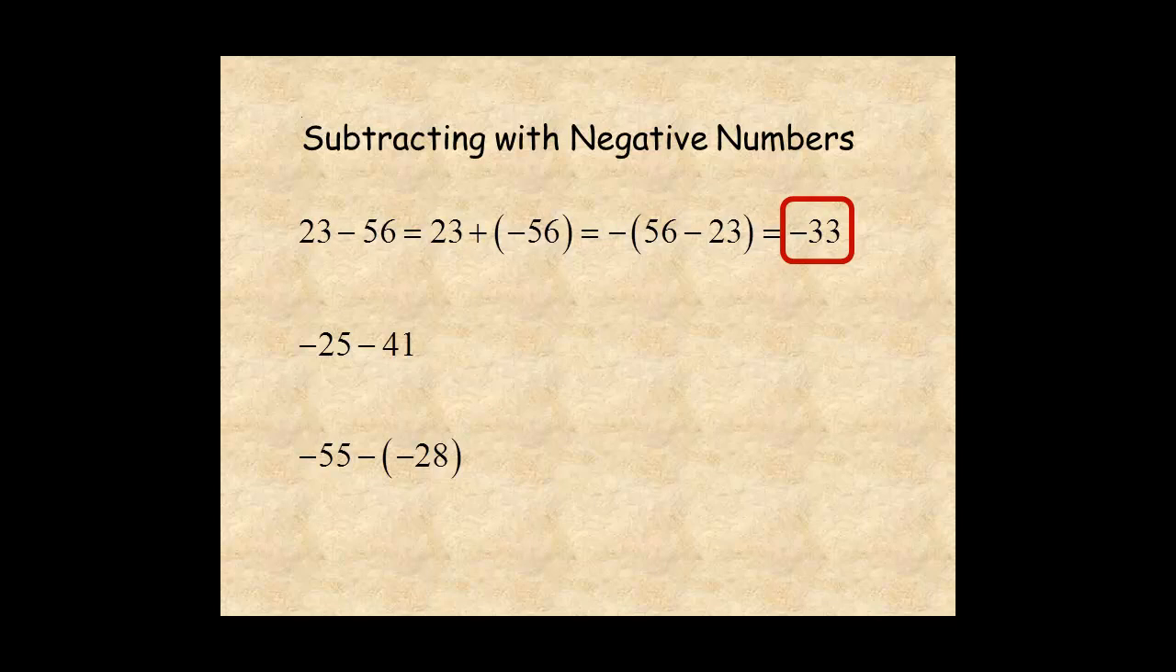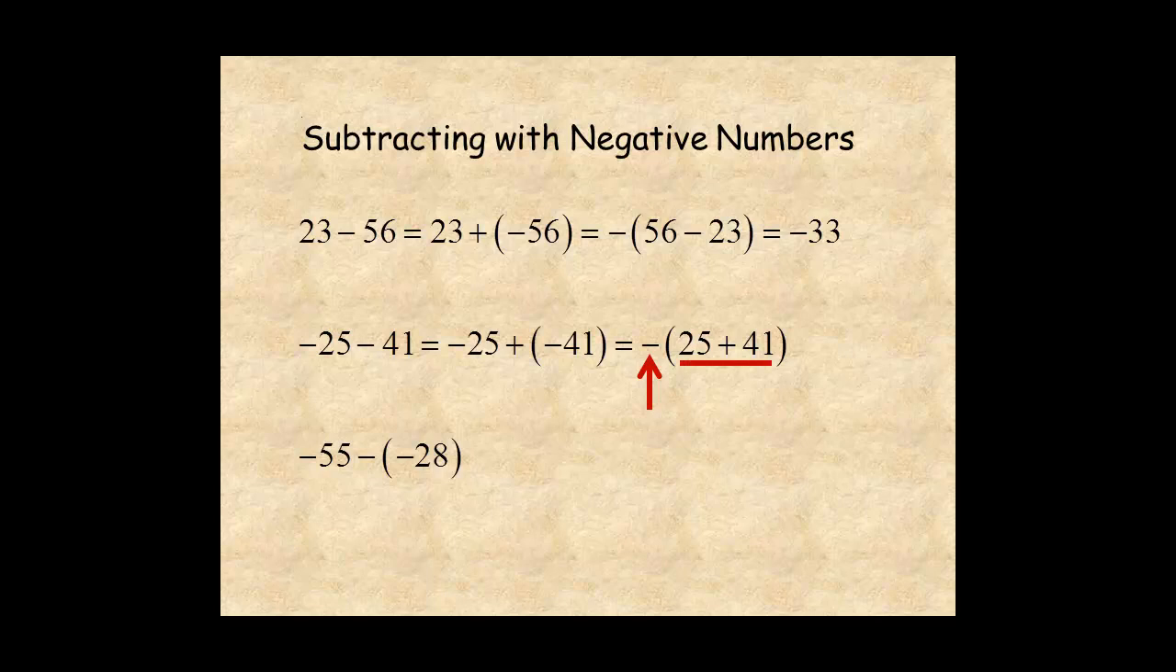Negative 25 minus 41 is rewritten as negative 25 plus negative 41. Since this is the sum of numbers with the same signs, this is negative the sum of the absolute values, 25 plus 41, for negative 66.